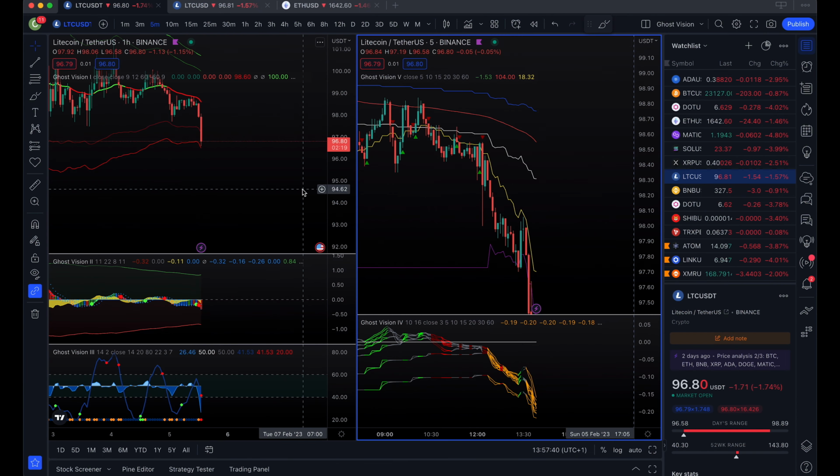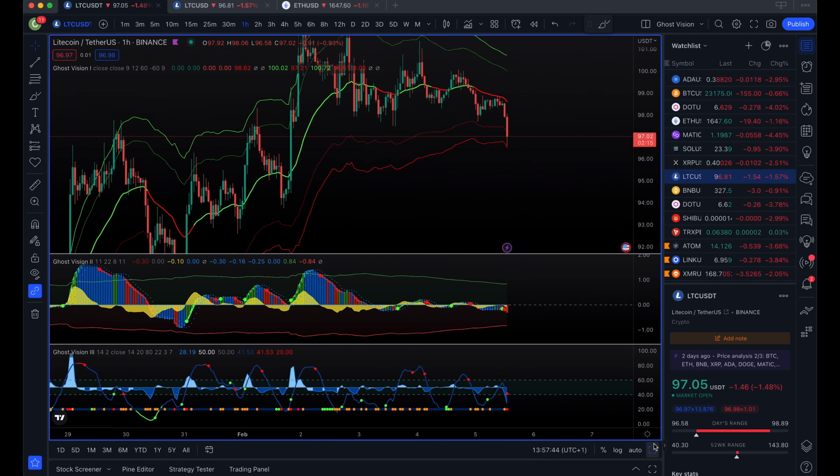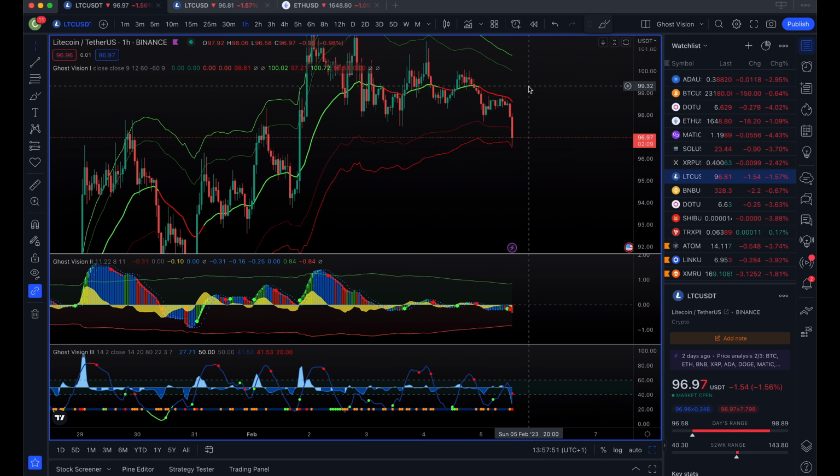Now I'm using the Ghost Vision indicator for taking this trade, and to take any trade I'm always using only this system, only Ghost Vision. Now what we are looking at here was a beautiful trade setup that I saw a few hours ago, right before the market started dumping. So how did I know that it's time to short before I was longing the market?